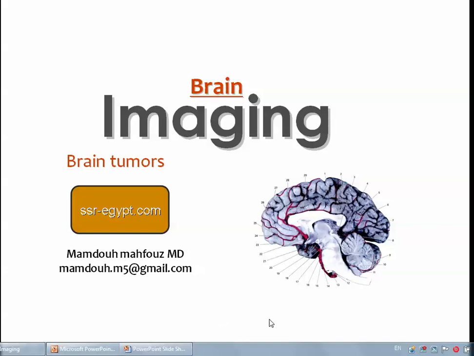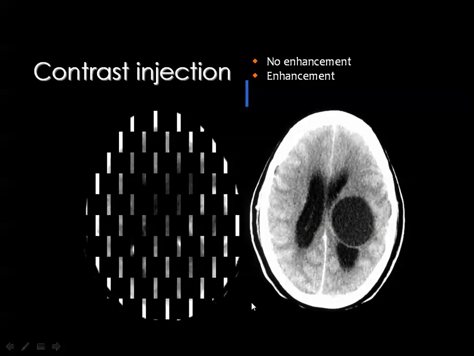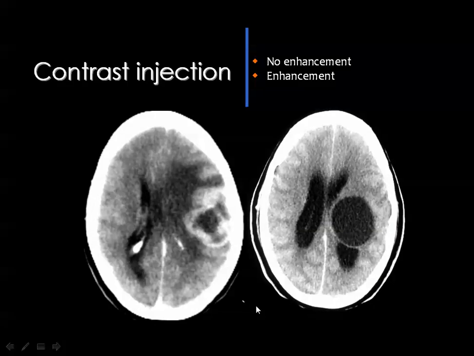Actually, we'll not discuss all these issues in this lecture, and we'll handle only one of these issues, which is the supratentorial tumors. Then in separate lectures we'll expose some of the remaining brain tumors. At first we should know that in order to diagnose the brain tumor by CT or MRI, we have to inject the patient with contrast media.